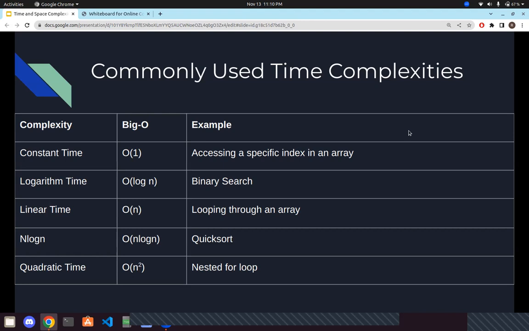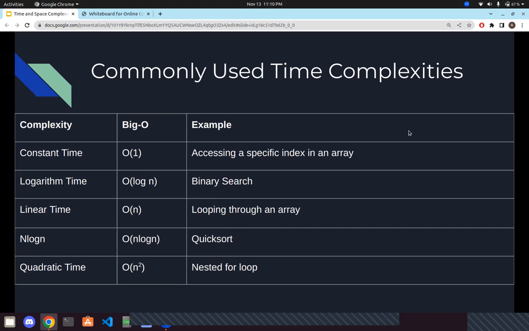The next time complexity is linear time, and this is O of n. One example of this is looping through an array. The next one is n log n. This one's kind of weird, there's no complexity name for it. It's just O of n log n. And various sorting algorithms, such as quicksort, have either average case time or worst case time, or both, as O of n log n.